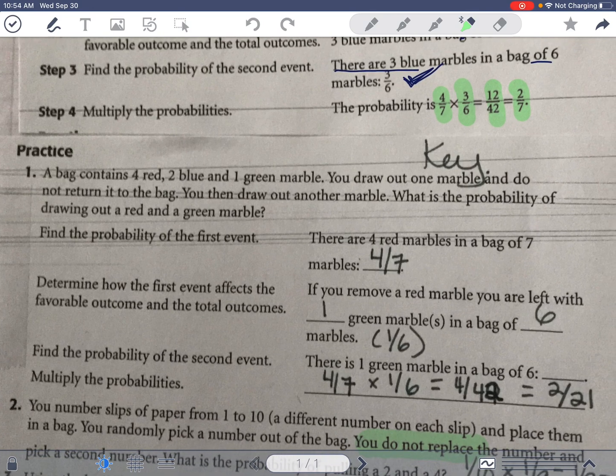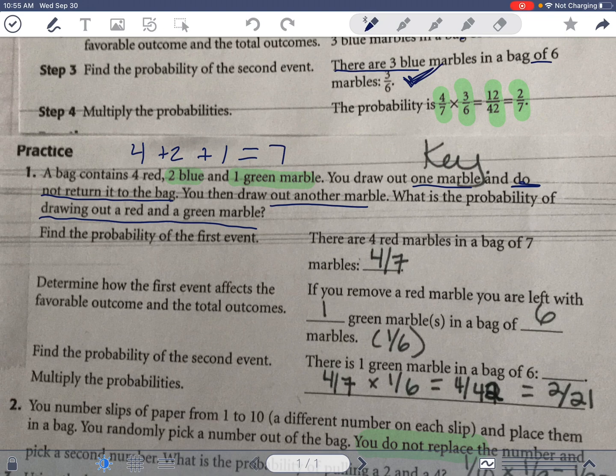Okay, so let's walk through a couple of examples. Let's do some practice. A bag contains 4 red, 2 blue, and 1 green marble for a grand total of 4 plus 2 plus 1 for a grand total of 7 marbles. You draw out 1 marble and do not return it to the bag. That's key. Do not return it to the bag. Then you draw out another marble. What's the probability of drawing out a red and a green?